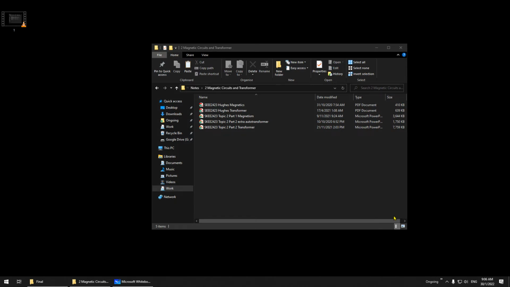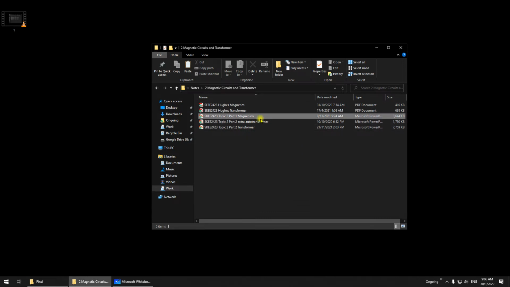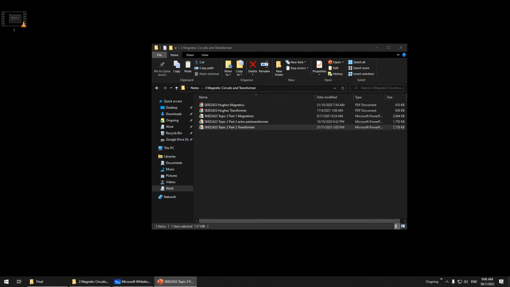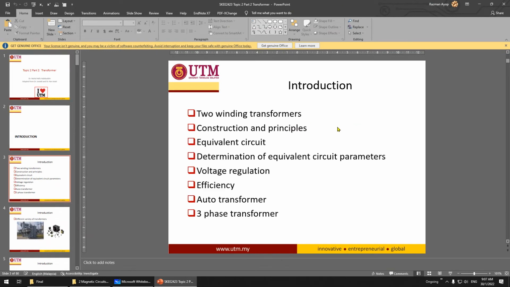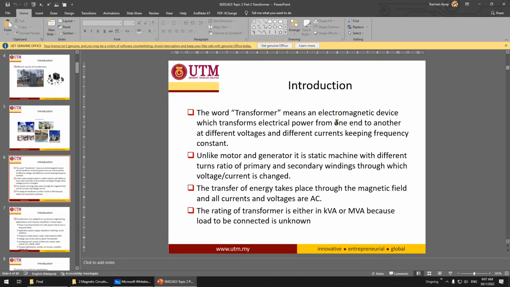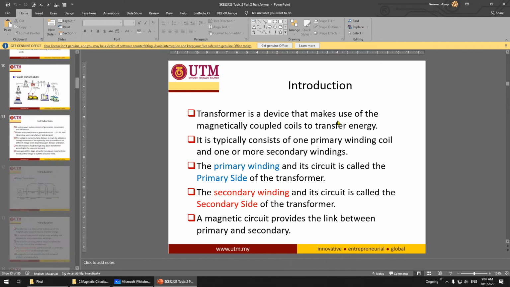Let's move on to the second question for the final exam. As I mentioned before, magnetism will not come out in your final. It already came out in your test. So only focus on the transformer. For the transformer, I'm not sure what question will come out, so you have to read all.